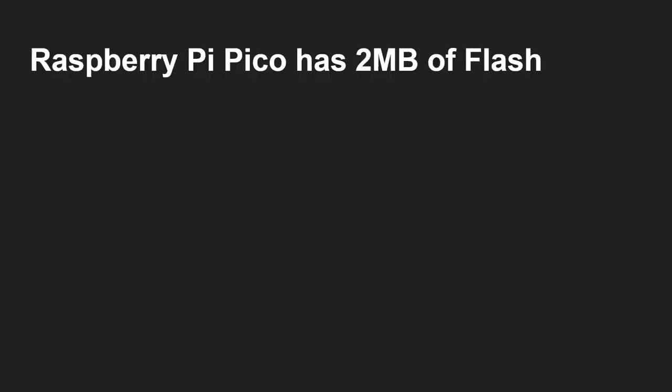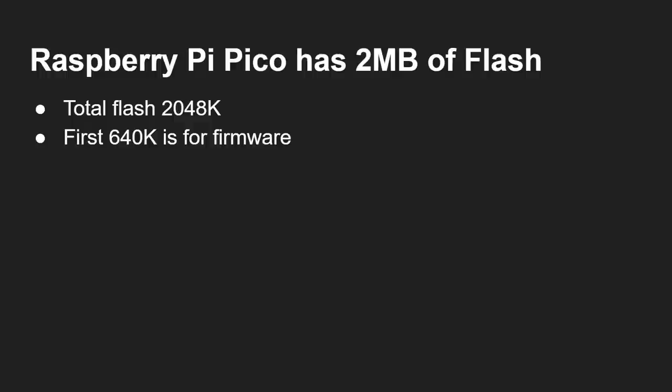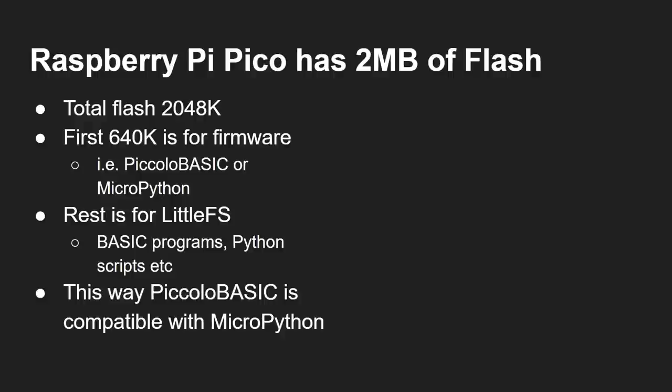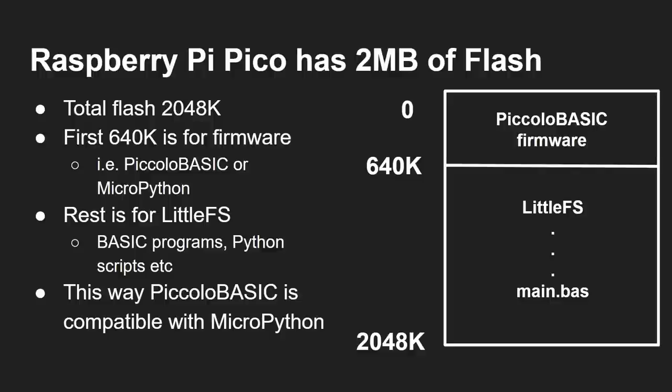So the Raspberry Pi Pico has 2 megabytes of flash. That's a total of 2048K. Now, the way MicroPython does it and the way PiccoloBASIC does it is the first 640K is for the interpreter, the BASIC interpreter, MicroPython interpreter. And then the rest of it is for the LittleFS, which would be for your BASIC programs, any data files. Later on, of course, we could really extend PiccoloBASIC to have, you know, SQL databases, file I/O, load up images, whatever it wants. It can get it all from this file system. And this way, by doing it the same way, PiccoloBASIC remains compatible with MicroPython.